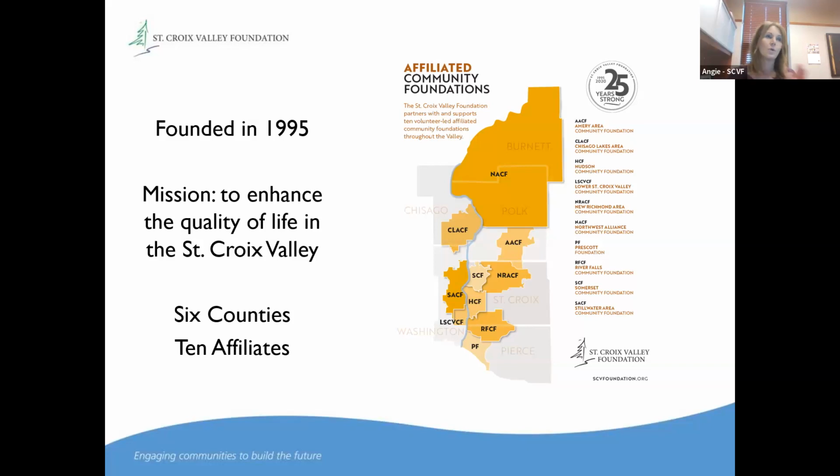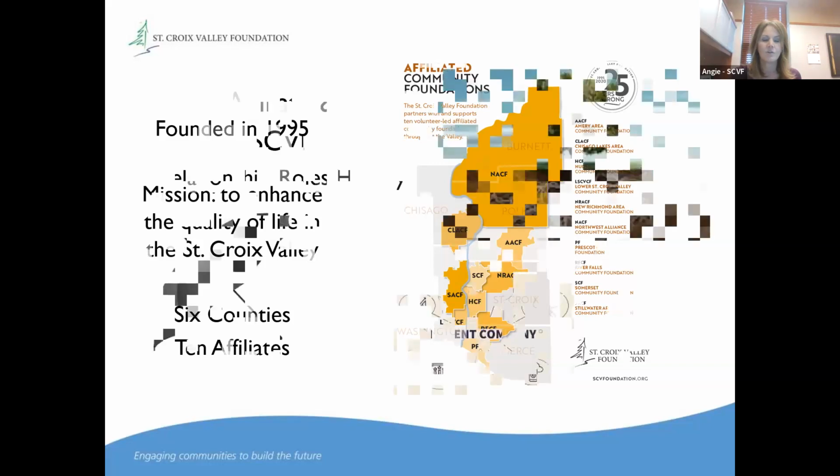And we and our donors have awarded over $40 million in grants since that founding in 1995, primarily to organizations located right here in the St. Croix Valley.